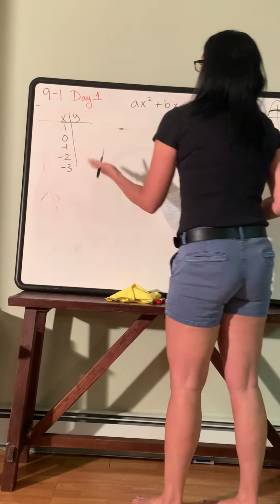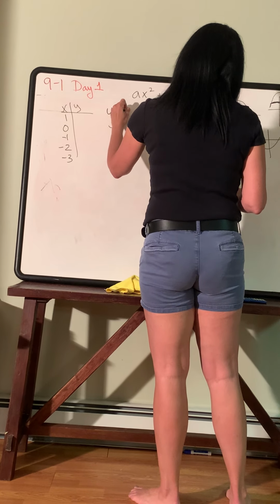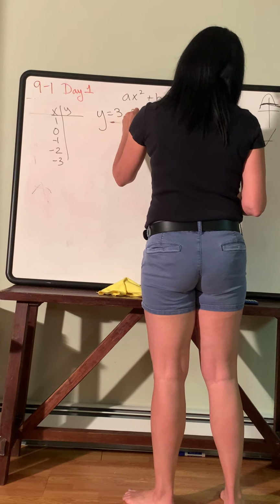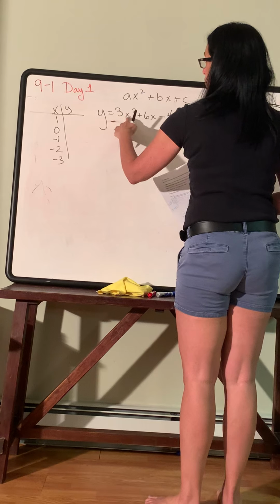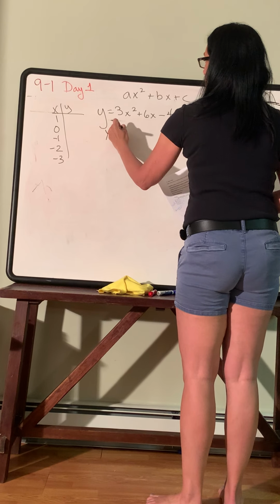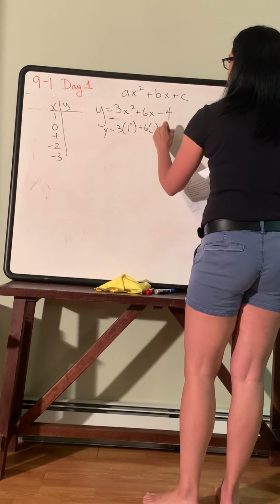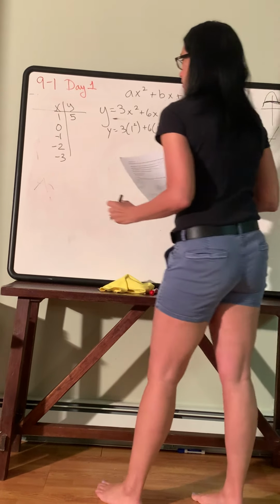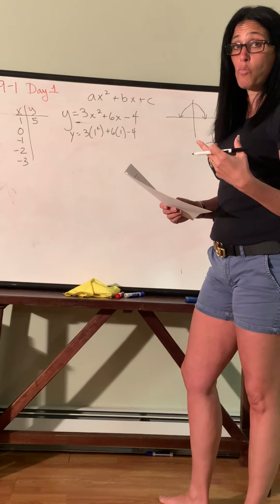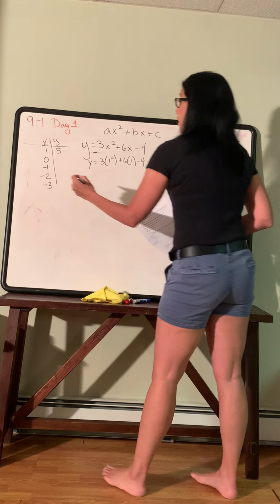So you would take it and plug it into your equation. Here's our equation. And take your number and plug it in. So y equals 3 times 1 squared plus 6 times 1 minus 4. So when you do all that, we get 5. And just to save time, I'm not going to plug them all in. You need to plug them all in and make sure that yours match up with mine.